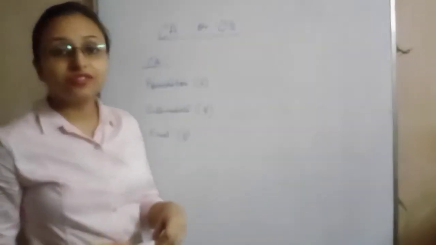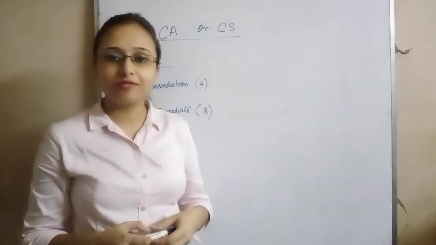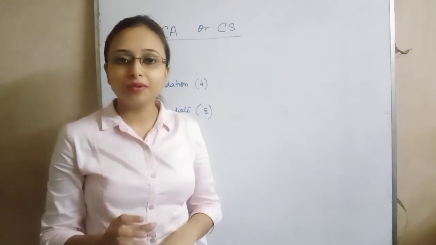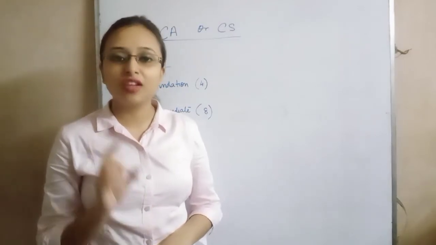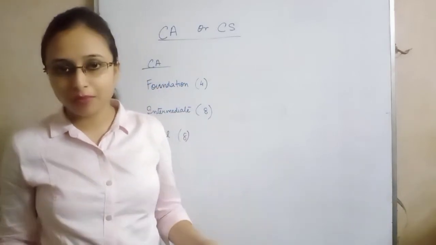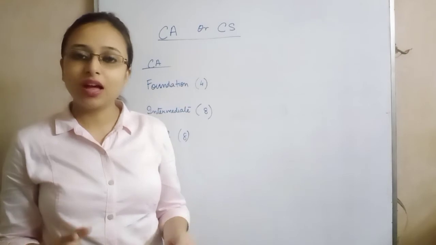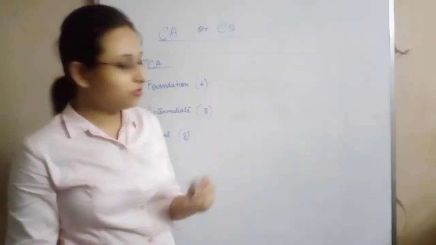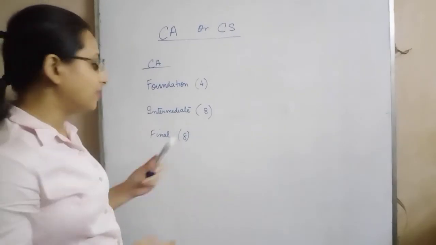Now, the scoring scheme is you have to get 50% in aggregate, out of which 40% is the minimum pass mark for each and every paper. So you can score 40 for each of the papers individually, but you have to get 50% aggregate to clear your Foundation round, the Intermediate round and the Final round.